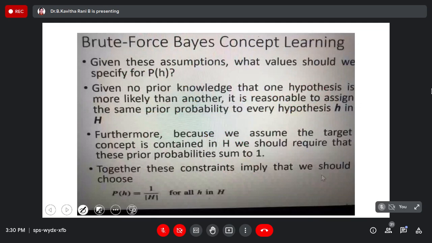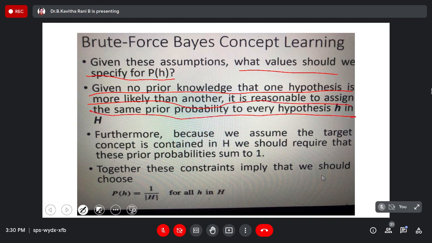Okay, so given these assumptions, what value should be specified for probability of H? Given no prior knowledge that one hypothesis is more likely than another, it is reasonable to assign the same prior probability to every hypothesis H in H. What does that mean? We don't know.